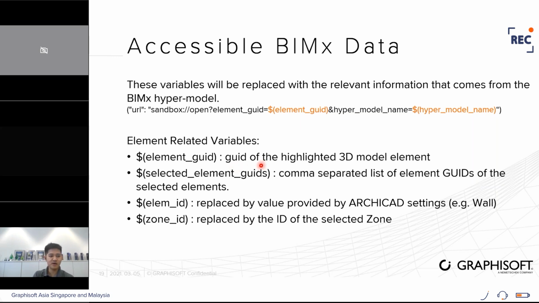So here are some element-related variables. GUID, which is the element that is currently highlighted in your model, and then selected element GUIDs if you have selected more than one element. Element ID refers to what type of element you have selected in your model. Zone ID is the ID for the zone. Just take note that if the selected element is not a zone, the zone ID will be an empty string.